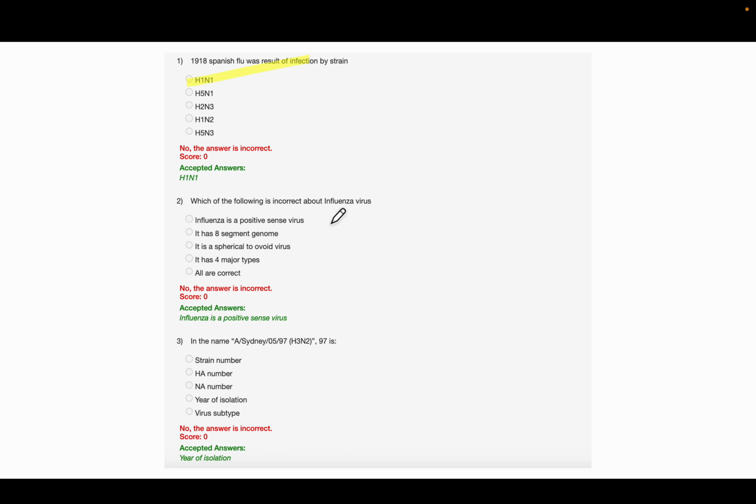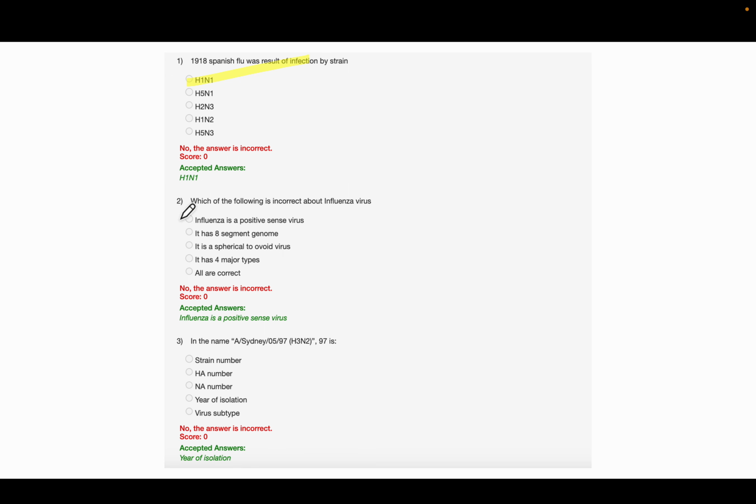Which one of the following is incorrect about influenza virus? Influenza is a positive sense virus. It has an 8 segment genome. This is correct. It is a spherical to ovoid virus, so it is a polymorphic virus. Like it can be spherical, it can be ovoid, it can be cylindrical. It has 4 major types. True, all are correct. So the question is, which of the following is incorrect about influenza virus?